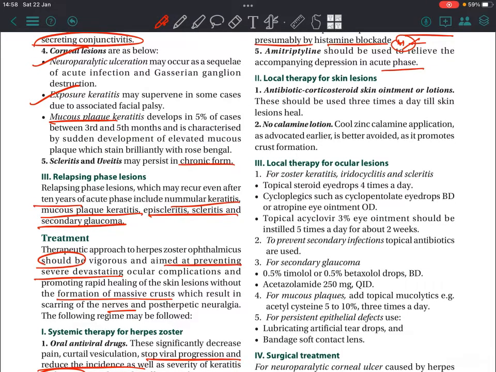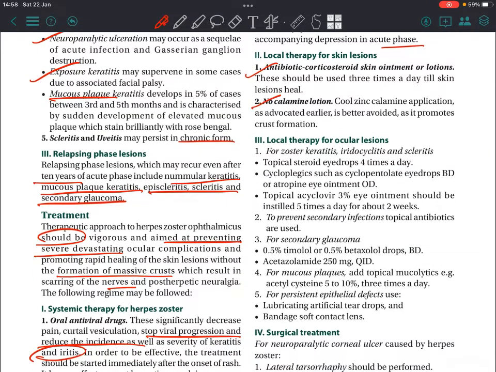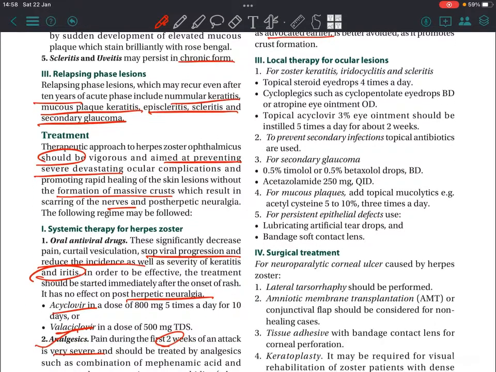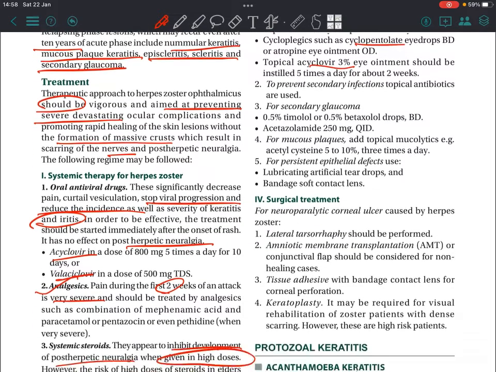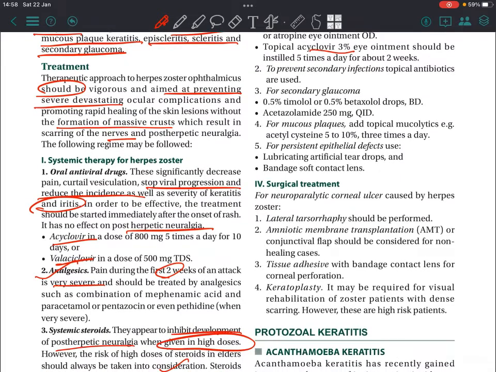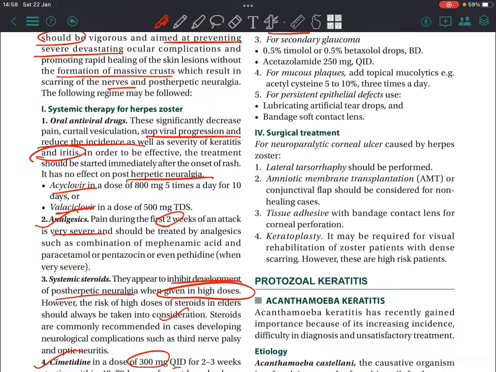Local therapy for skin lesions: antibiotic therapy, no calamine lotion. Cool zinc calamine application was advocated earlier but is avoided as it promotes crust formation. Local therapy for ocular zoster keratitis and iridocyclitis: topical steroid eye drops, cycloplegics like cyclopentolate, topical acyclovir 3% eye ointment. To prevent secondary infection, topical antibiotics are used. For secondary glaucoma: 0.5% timolol, 0.5% betaxolol, acetazolamide 250 mg QID.